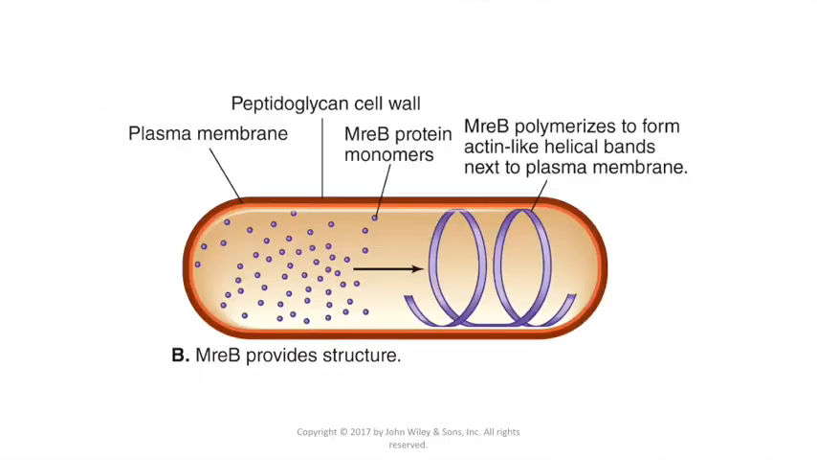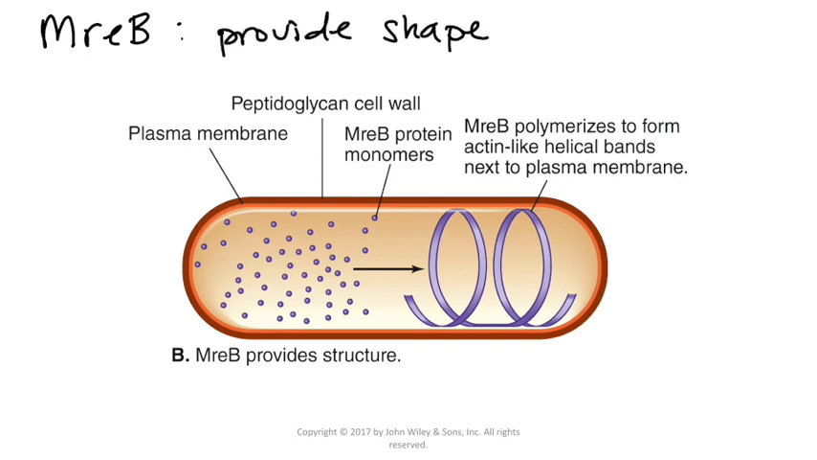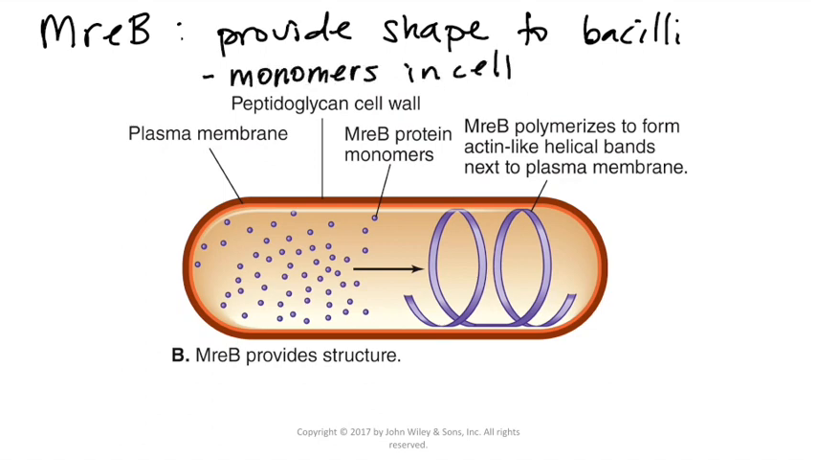So there's one more protein that I really want you to know about, and this one is called MreB. The function of MreB is to provide shape to elongated cells, so to our bacilli. So like with FtsZ, like with ParM, it starts out as free monomers in the cytoplasm, and it's going to polymerize to form chains. That's shown pretty well in our figure here, where on the left side of our cell, we have all these individual MreB proteins that are free in the cytoplasm.